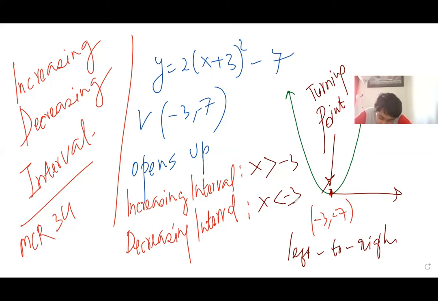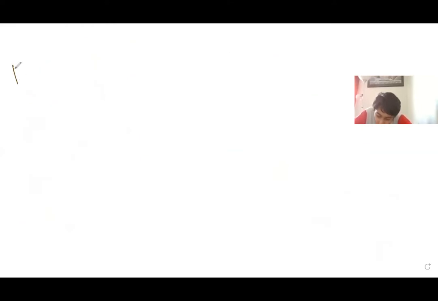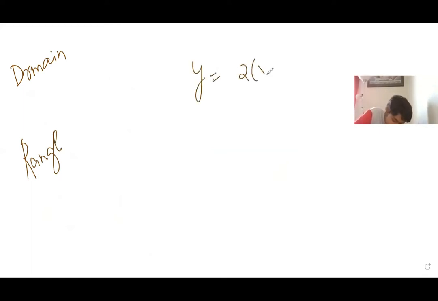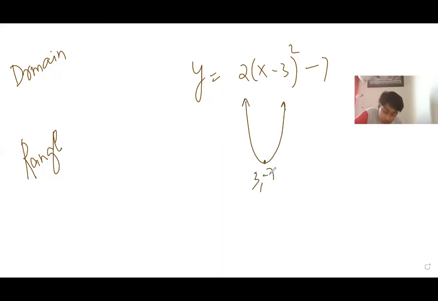Good. Now let's talk about domain range, another very important characteristic, and then we'll move on to the next. Okay, so if I have a parabola, let us say which is 2(x minus 3) whole square minus 7. Now we know it opens up, correct? Yes, sir. And the vertex for this is 3 and minus 7, correct? As far as the domain of a parabola is concerned, does it have any restrictions on x value? You can put any x value, right? Yes, sir. You say x belongs to real numbers, right?